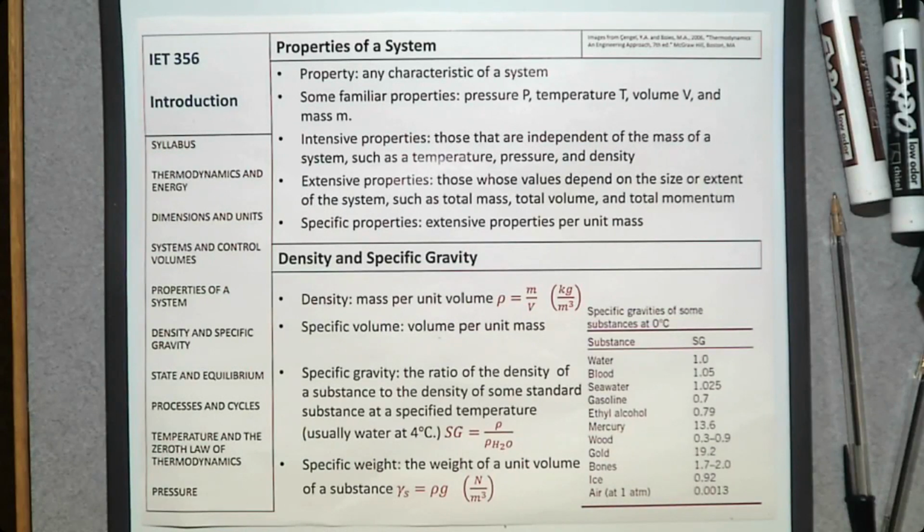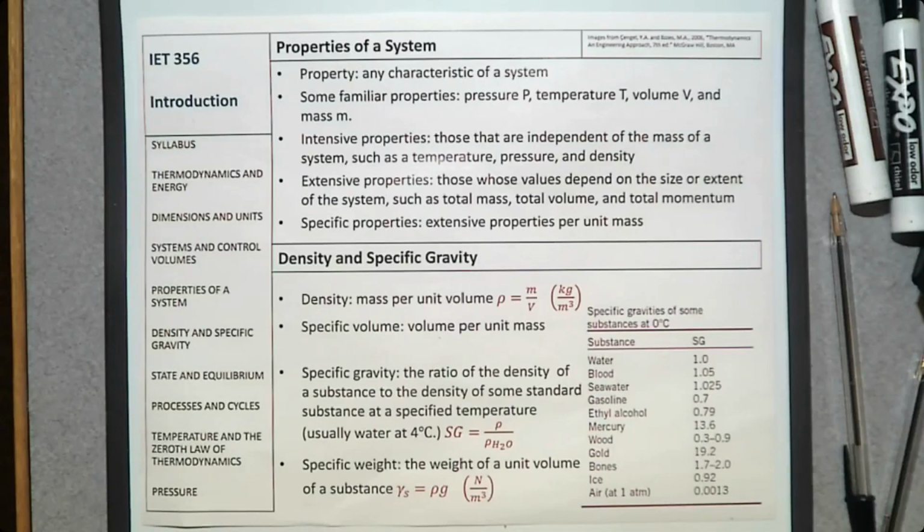Among them, some are intensive properties and the others are extensive properties. Intensive properties are those that are independent of mass, such as temperature and pressure. For example, anything in this classroom, like myself or the wall or screen or light, has a different mass, but they share the same pressure and temperature. So pressure and temperature are independent of mass, so they are intensive properties.